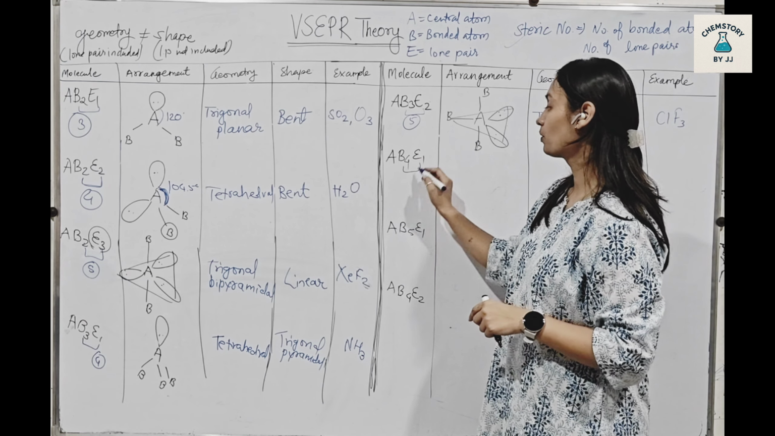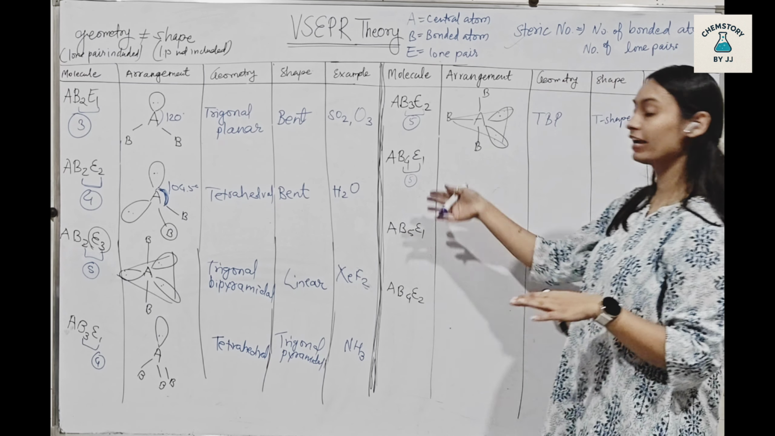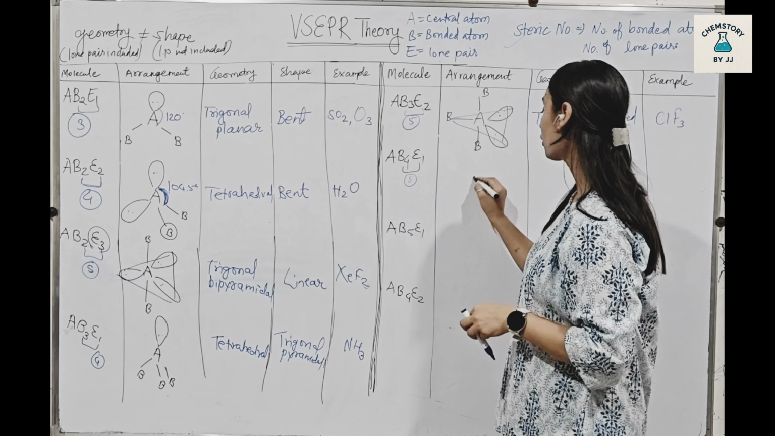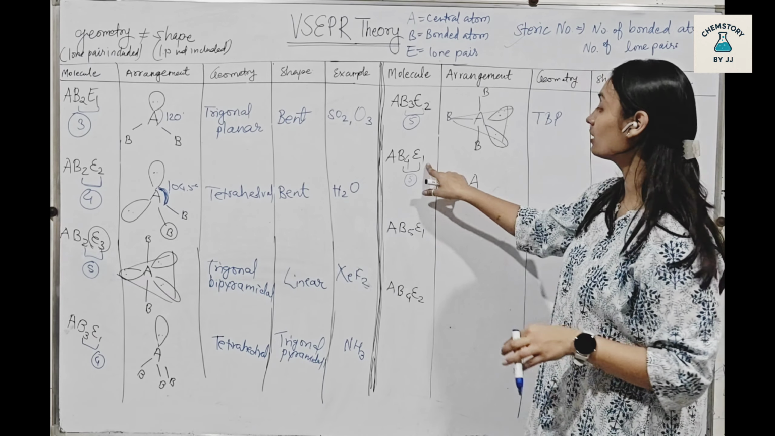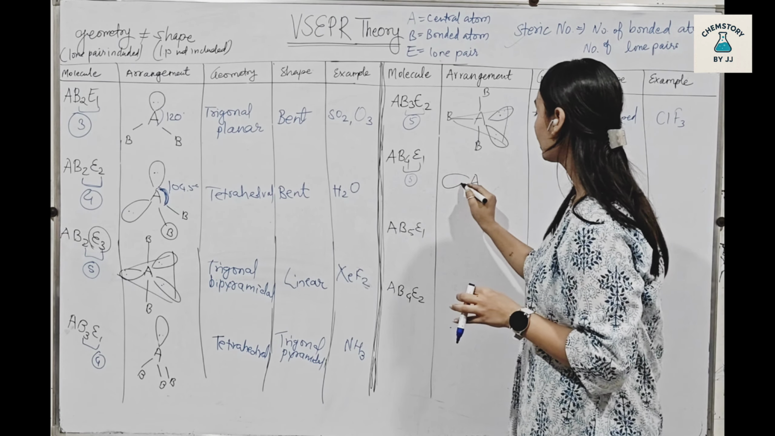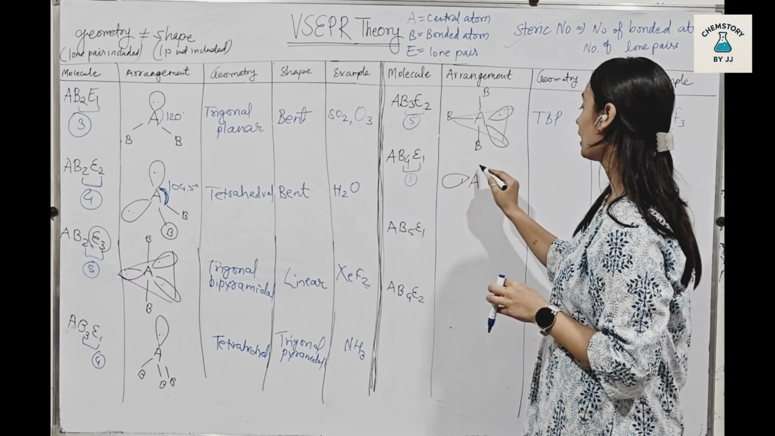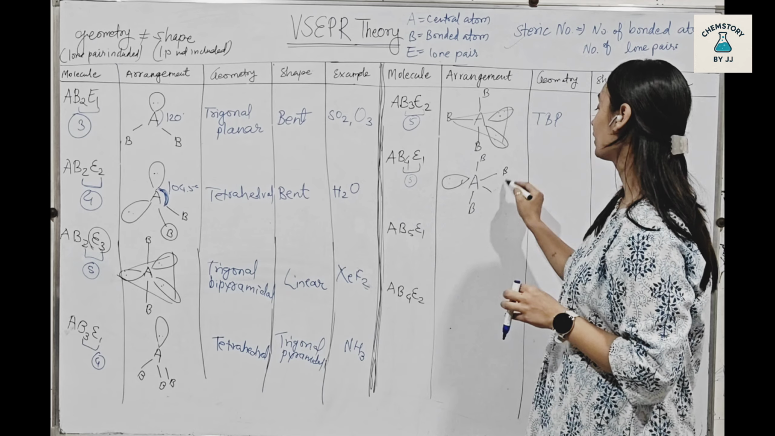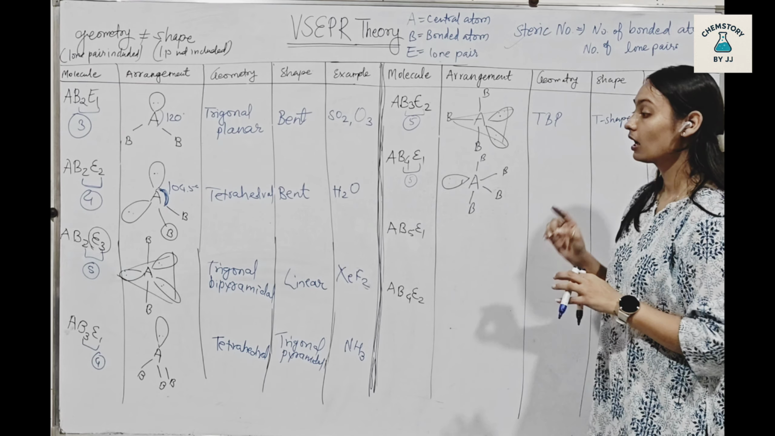The steric number is 4 plus 1, 5. For 5, the geometry is going to be, yes, TBP. Again, we are going to draw it. But consider only one E is there. We are going to put it here. Okay? And other B's are going to be axial and equatorial.